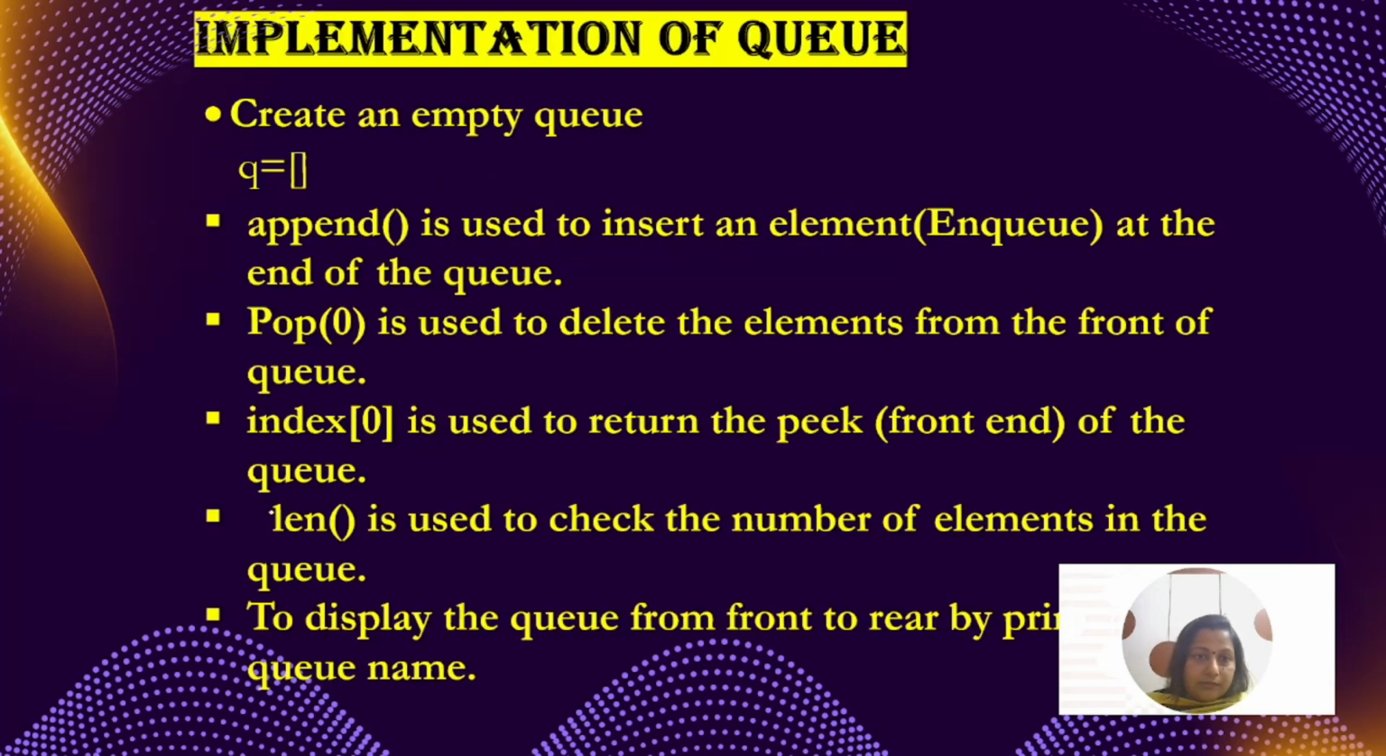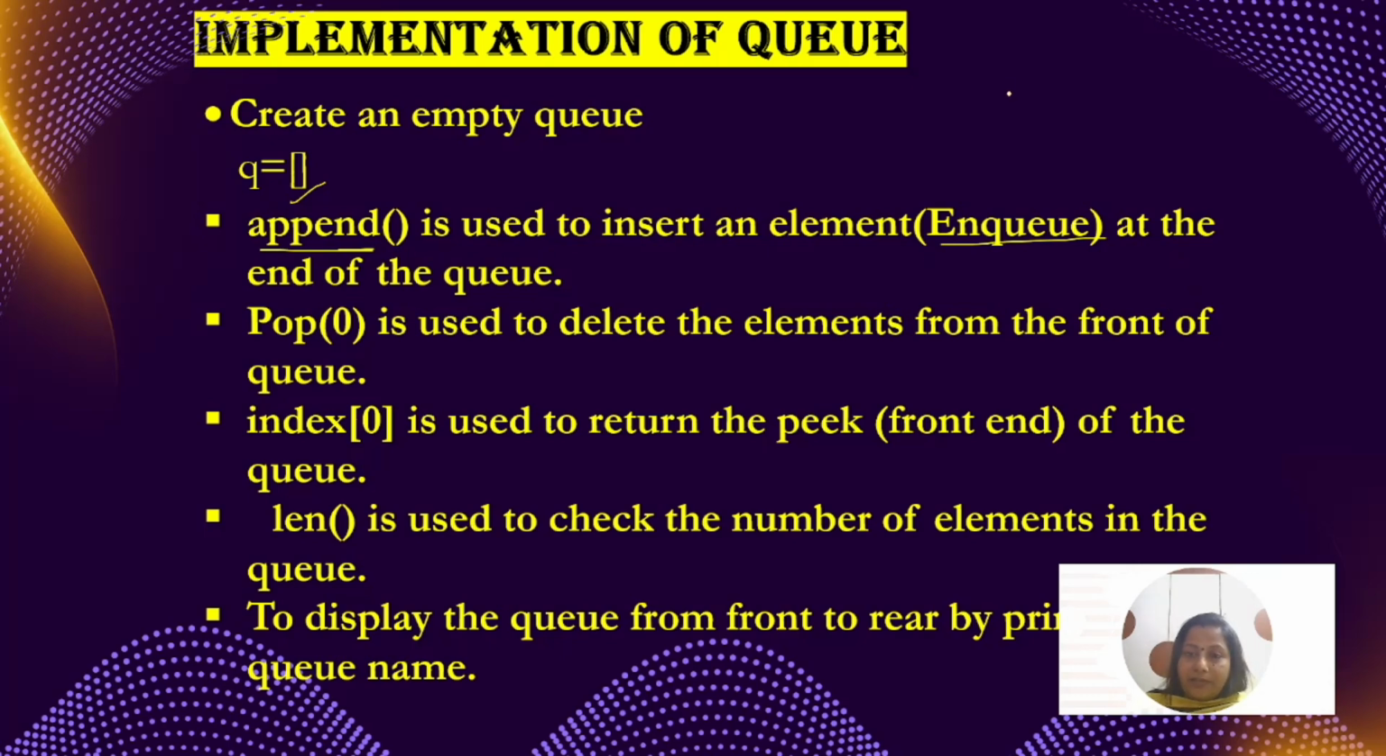Clear? So the next important concept is implementation of queue. If you understand this concept, it will really be helpful for you to understand the lab program. In the lab program, you are going to add only the last 5 to 6 lines, then it will get completed. Okay. So if you want to create an empty queue, how can you create? Queue equal to an empty list, like a stack.